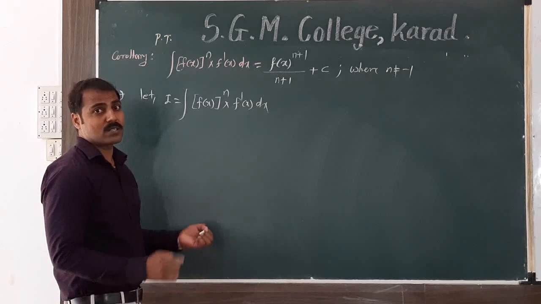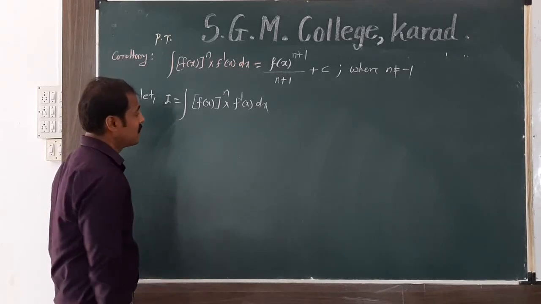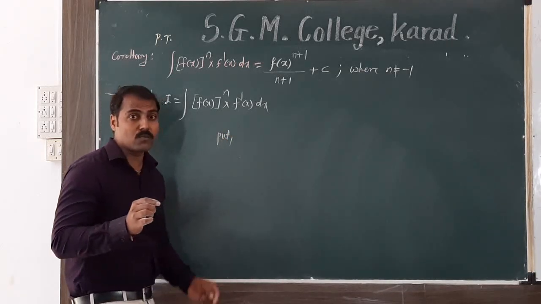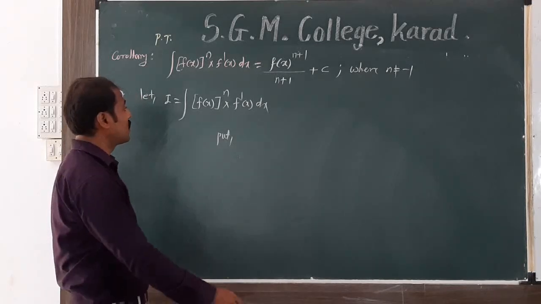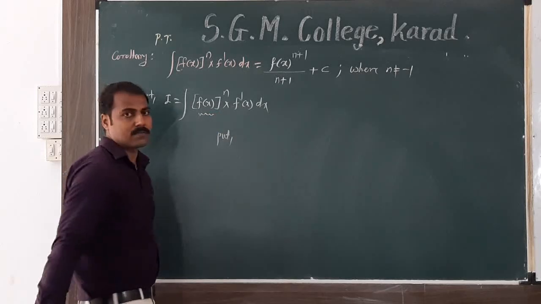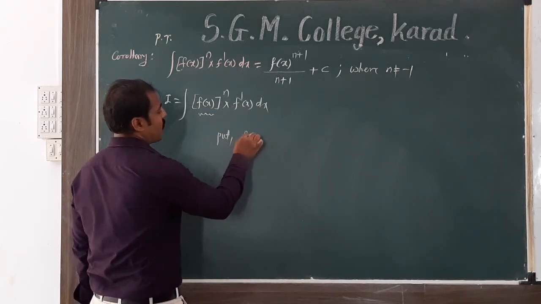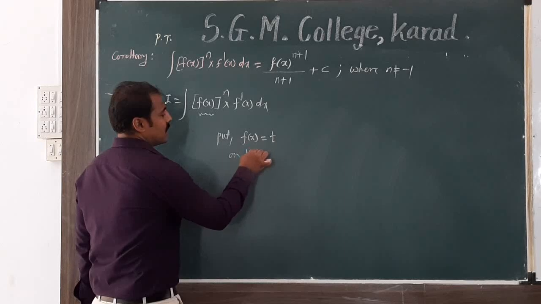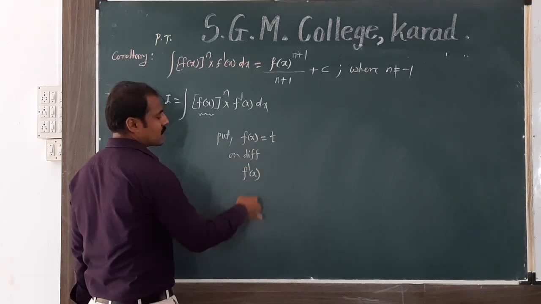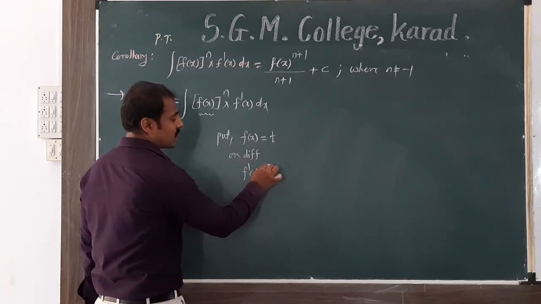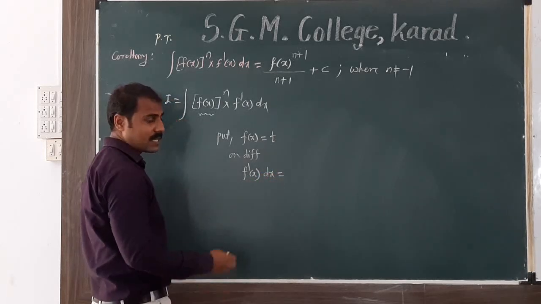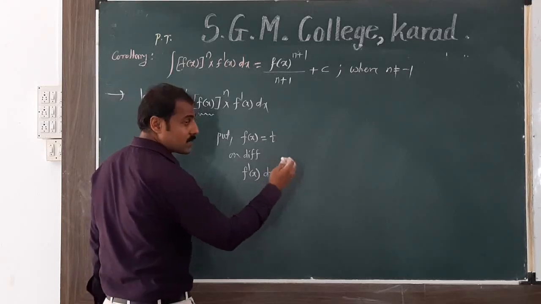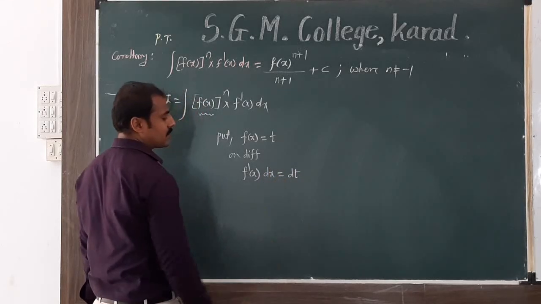Since the corollary is on substitution, we use the substitution here. Put for those terms whose derivative is inside the integration. And we know that the derivative of f of x is f dash of x. So put f of x is equal to t. On differentiating, yes, the derivative of f of x is f dash of x. When it is f dash of x, it is differentiated with respect to x, so multiply by dx. The derivative of t is 1 with respect to t, so 1 into dt.